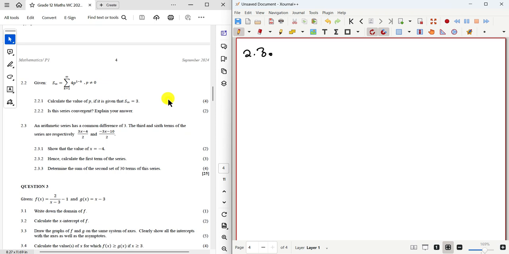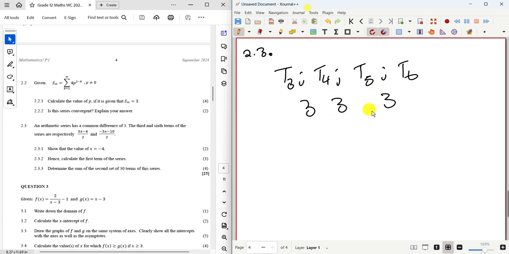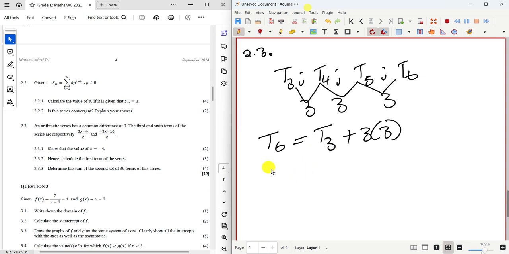There's something that I want you guys to notice. We have term 3 here. We will need term 4, term 5, term 6. So this will be plus 3, plus 3, plus 3. To get to term 6, term 6 is basically term 3 plus our common difference 3 times. In other words, term 6 is term 3 plus 9. This is one method of doing it. This is the easiest, hence the 2 marks.